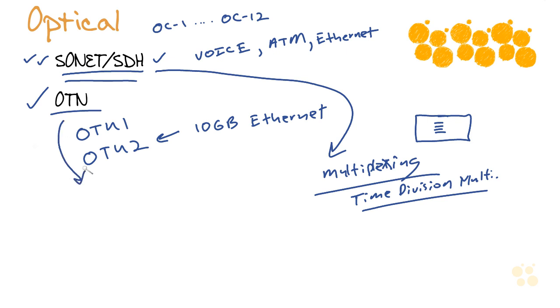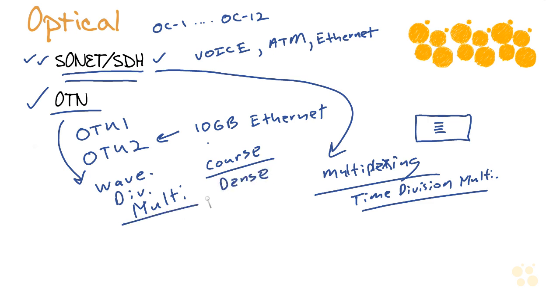OTN uses a different approach. It uses wavelength division multiplexing. So with wavelength division multiplexing, the different signals are using different wavelengths in the potential spectrum in order to utilize that media at the same time. You may have heard that there's a coarse version and then there's a dense version of this WDM, or wavelength division multiplexing. We don't really need to get into the differences between these two.